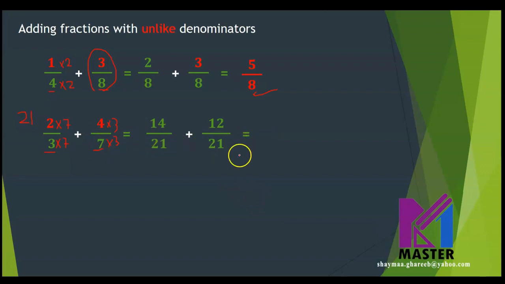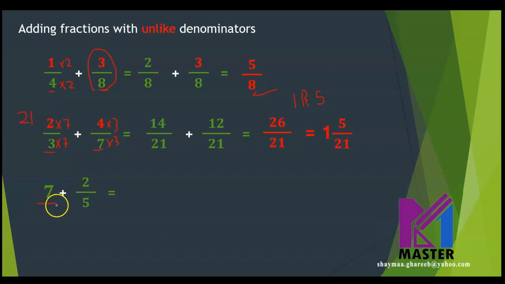Now I can add. So 14 plus 12 is 26 over 21. Can I simplify this fraction? No, I cannot simplify this fraction. Then it is the simplest form. But I can write it as a mixed number. So 26 divided by 21 equals 1 remainder 5. So 1 remainder 5 as a mixed number will be 1 and 5 over 21.